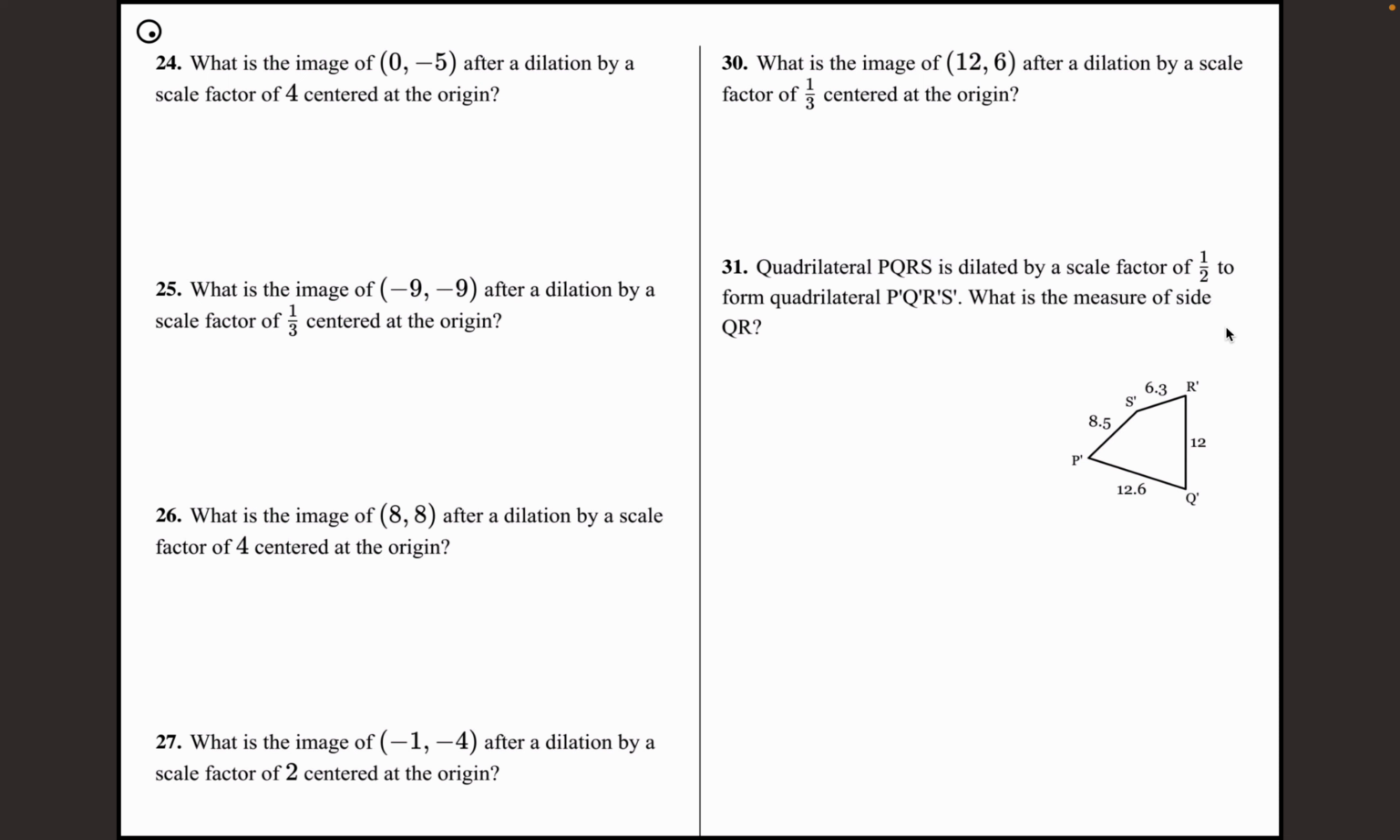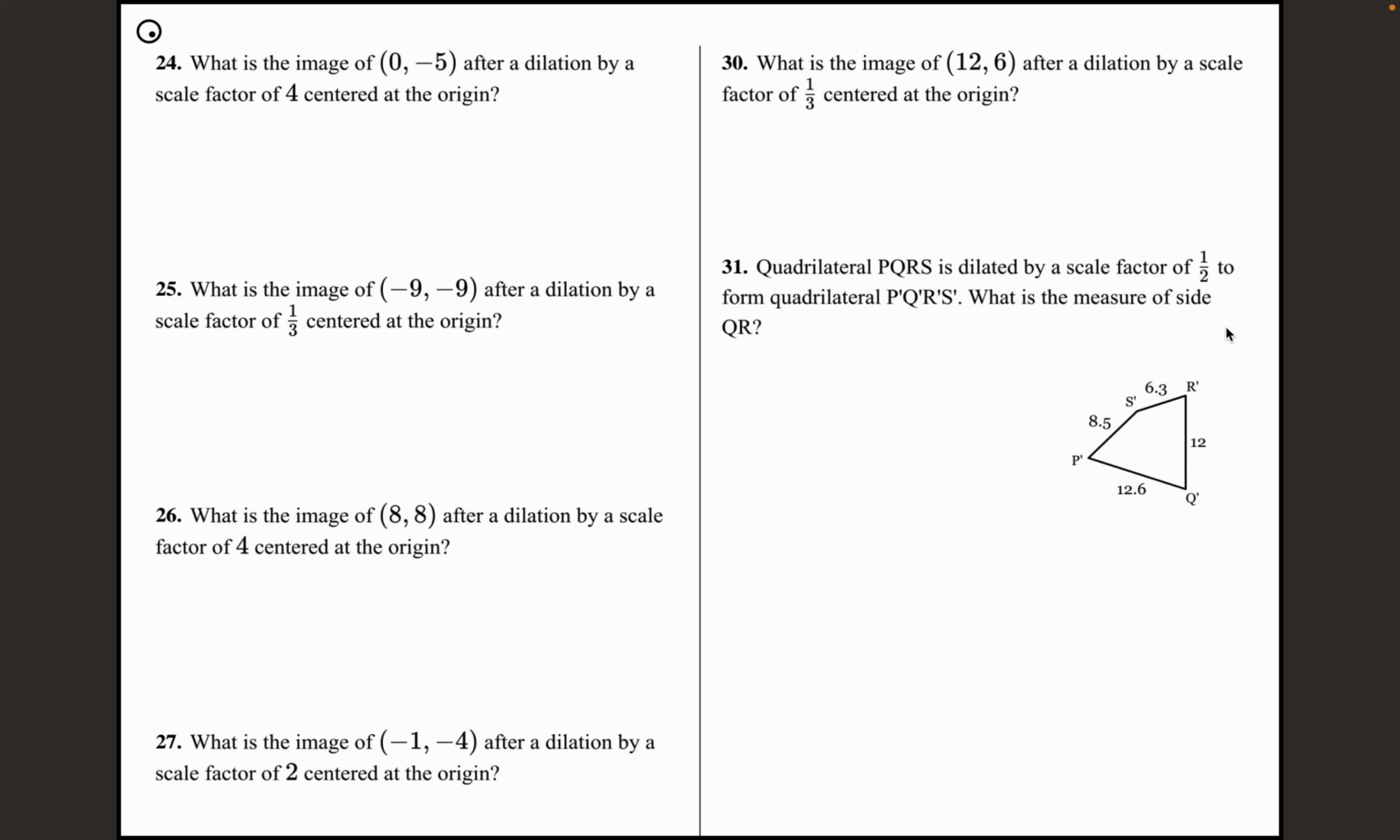All right. For dilations, all we're doing is when we have a polygon like this, it's either expanding or it's getting smaller. That's all we're doing. So pay attention to this, okay, guys? When we have a dilation on this first example, what is the image of 0, -5 after a dilation by a scale factor of 4 centered at the origin?